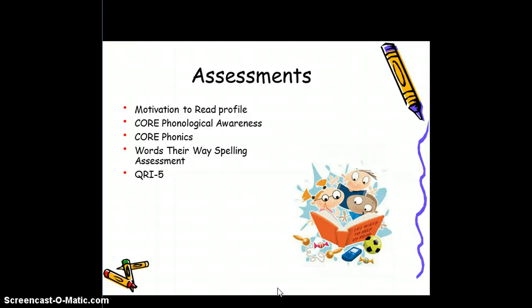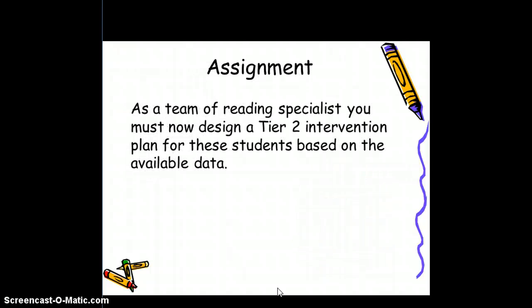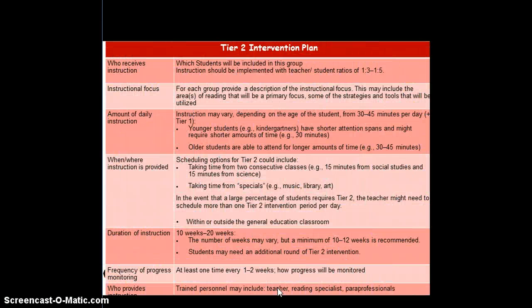who did not make adequate progress in their Tier 1 intervention. So this is your assignment now. As a team of reading specialists, you must now design this Tier 2 intervention for Rosa Parks Elementary and for these particular students based on the data that you have available. So this is what the plan is going to include.